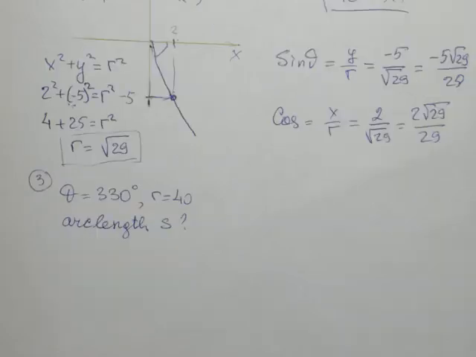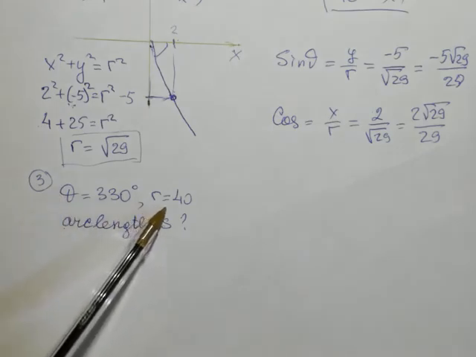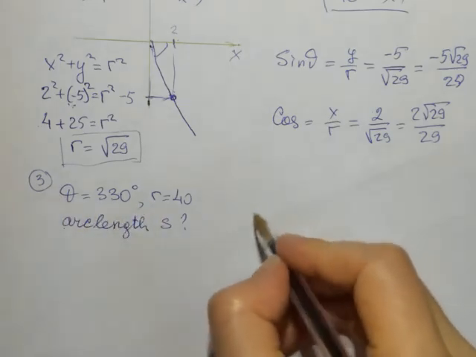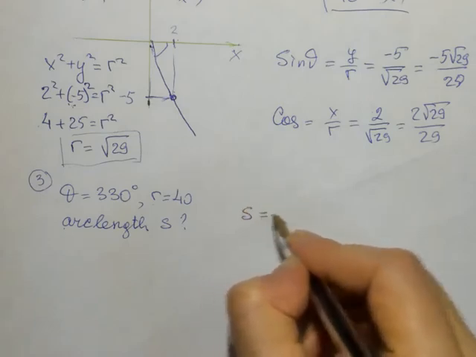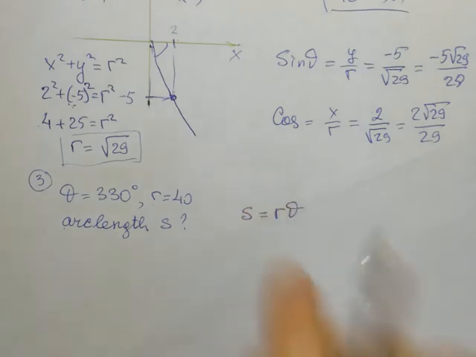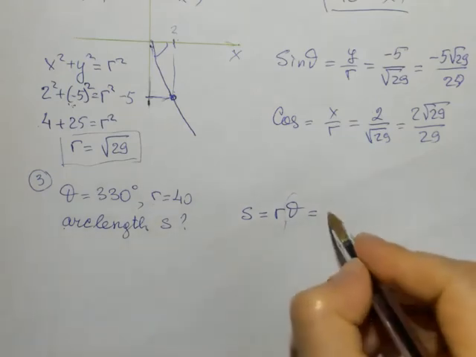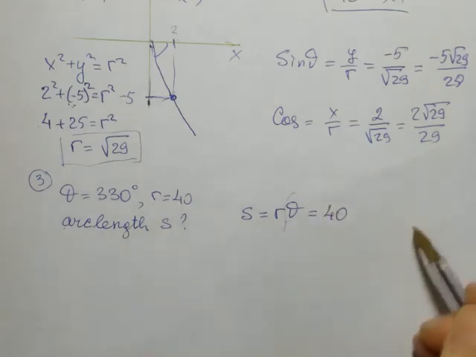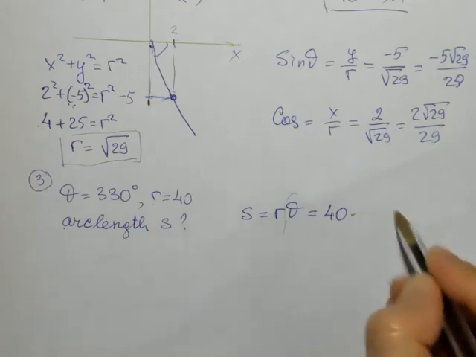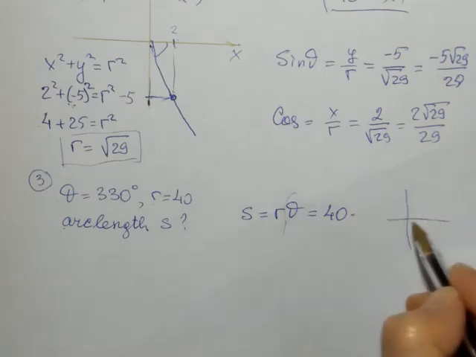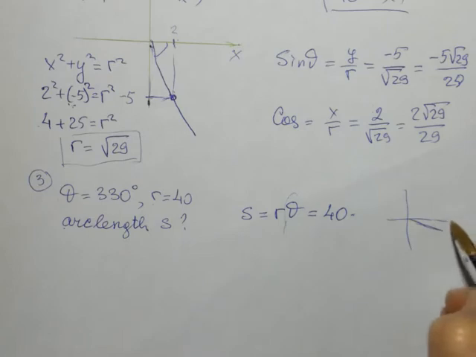In the next problem, we want to find arc length given theta and radius. So the formula for the arc length is S equals r theta. And don't forget that theta must be in radians. R is 14. 330 degrees is the angle in the fourth quadrant. 30 degrees reference angle. 30 degrees is the same as pi over 6.